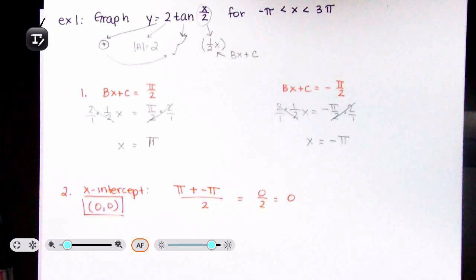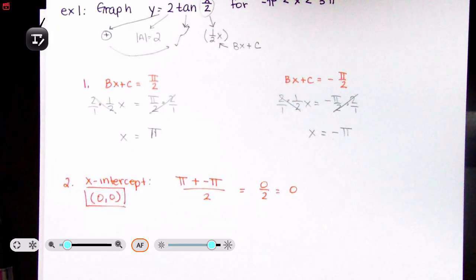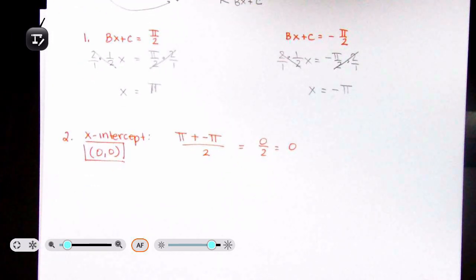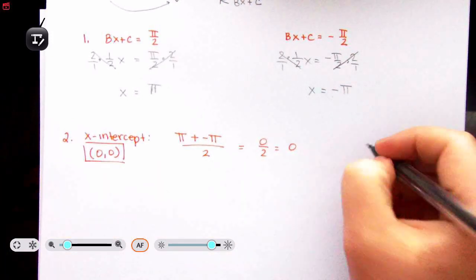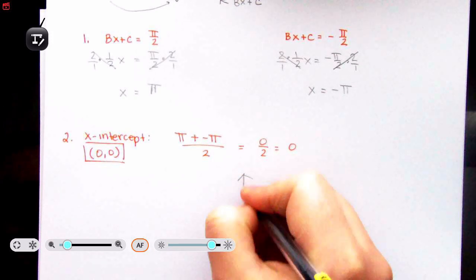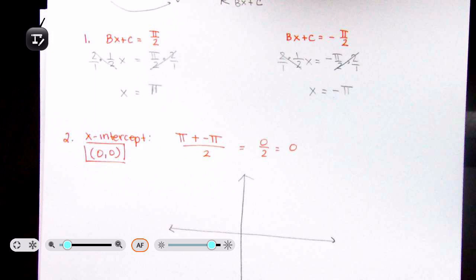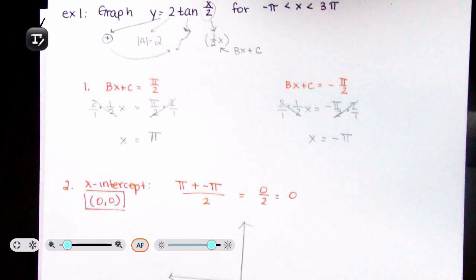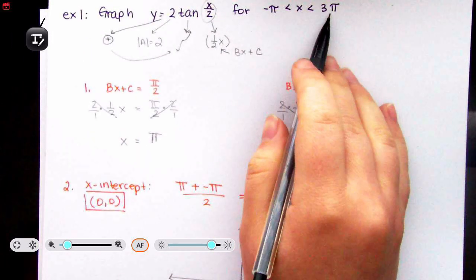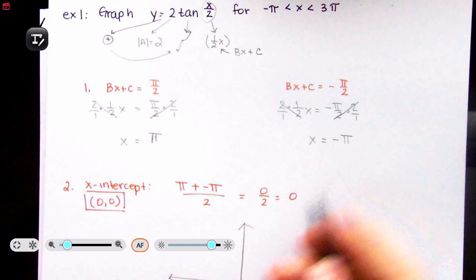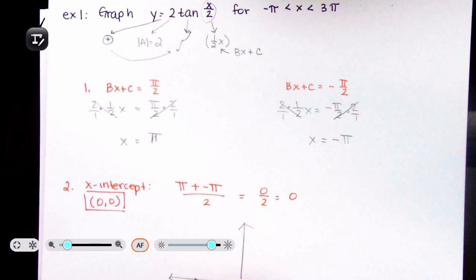Step number 3 is find the points that are 1/4 and 3/4 of the way. Now this is where I'm going to start graphing because I'm a visual person. It's easier for me to see things this way instead of just writing it out numerically. So I'm going to graph. I know that I need my window from negative pi to 3 pi. I know that my asymptote is at negative pi. So I'm going to set my negative pi here.